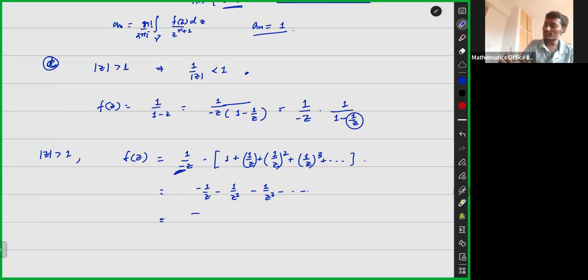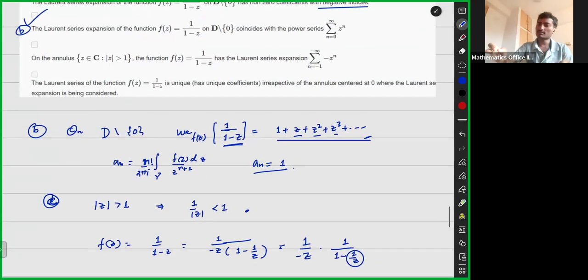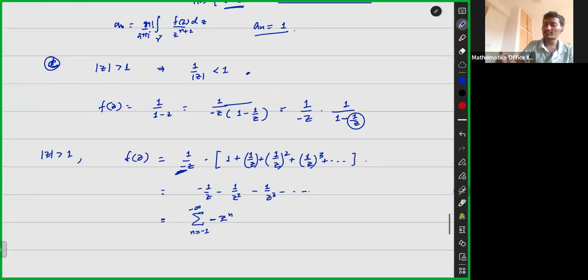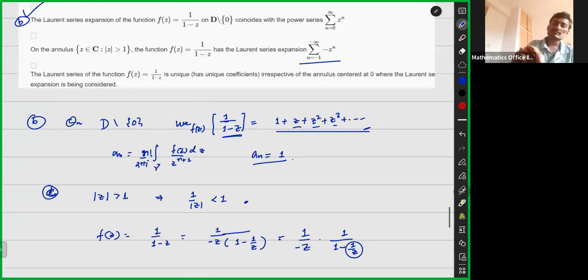So we can directly write in summation format, z power n, when we take negative ones, n from minus 1 to minus infinity. So there's no problem. All the powers are negative, but the coefficient we have to write minus here. Okay. So what was our question? f z has Laurent series expansion this way, right? This is correct. This is what we get. So the third option is correct.